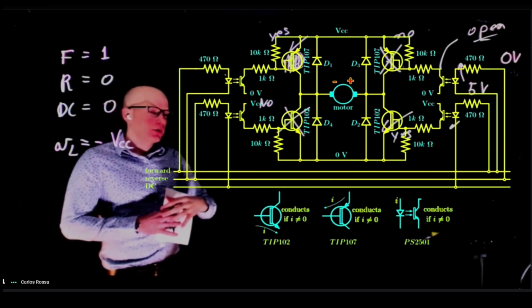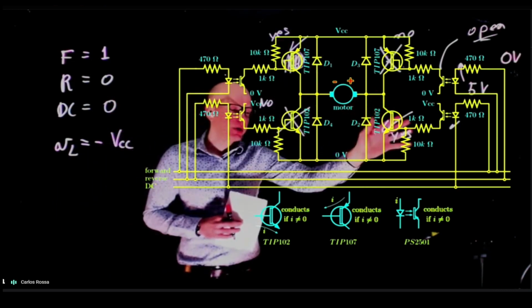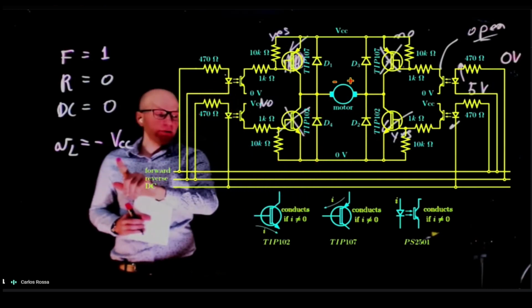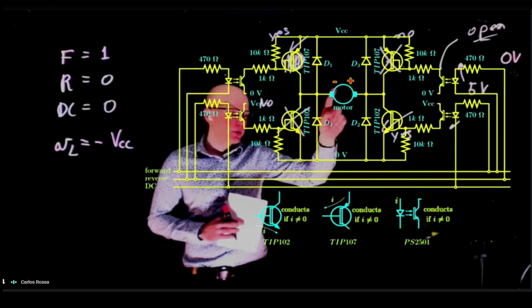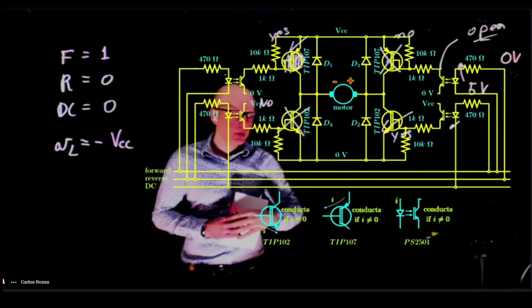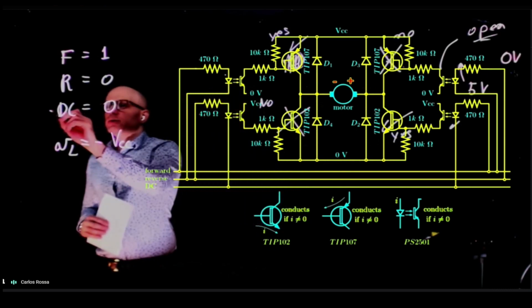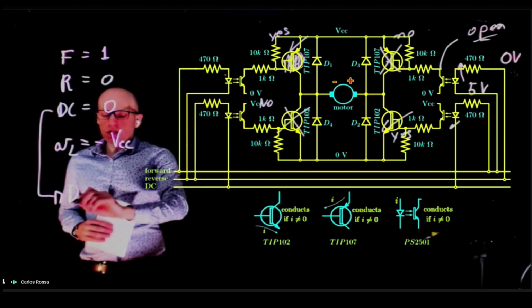Okay, so all right, so this and that are conducting. Now V motor is negative VCC. Why negative? Because simply the way we define positive and negative here. Now let's do the same, but let's change DC to 1.